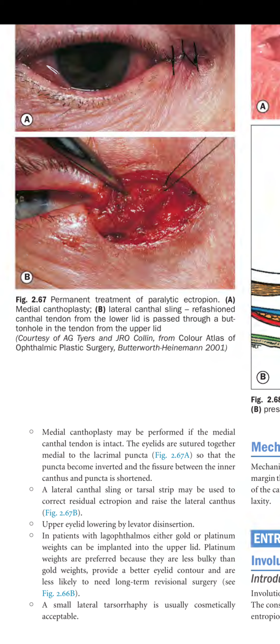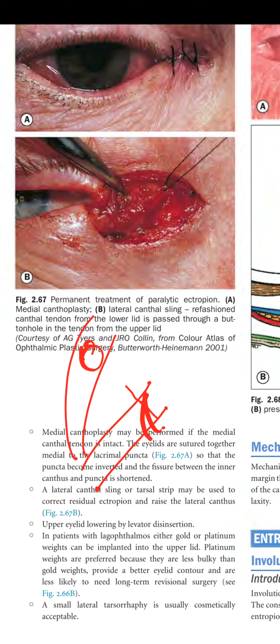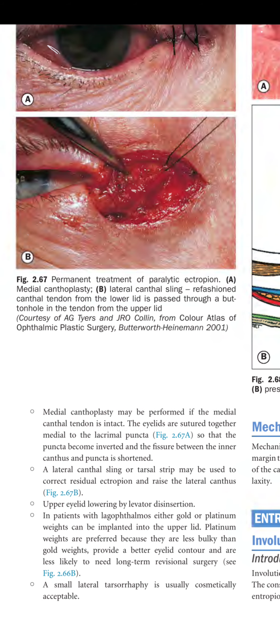In the case of the lateral canthal sling, the lateral canthus has two tendons. We separate the lower canthal tendon and we make a buttonhole in the tendon of the upper lid, and we put that tendon into that hole of the upper lid, and this is called the lateral canthal sling procedure. Upper eyelid lowering by levator disinsertion. So you can also disinsert the levator muscle. Why? Because it will induce ptosis.